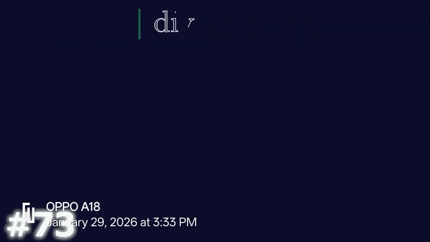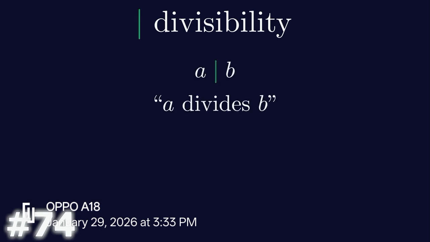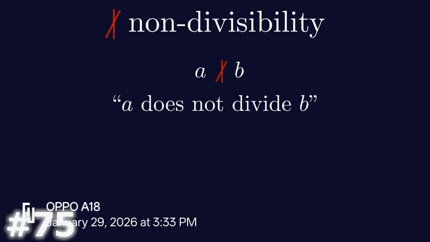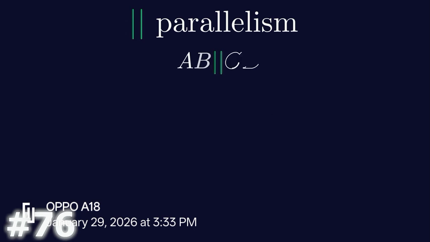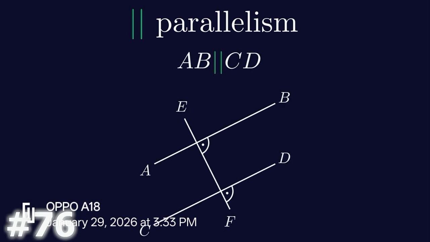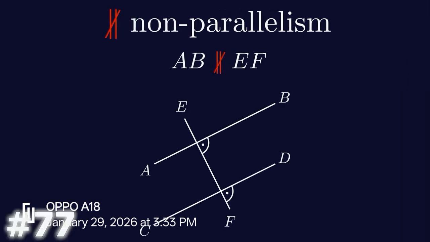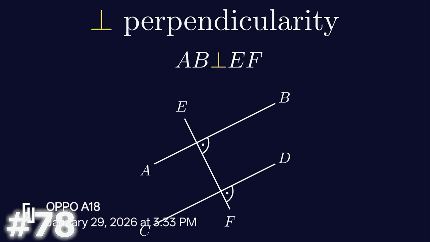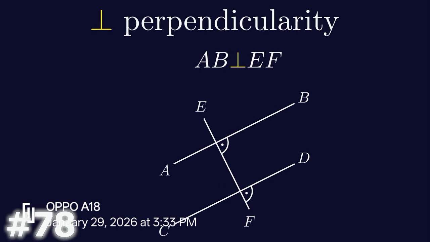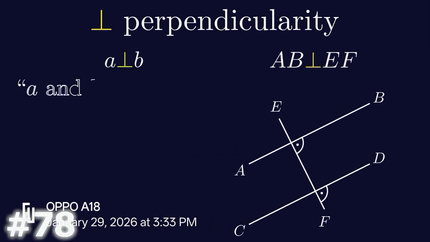Single line represents divisibility. This line crossed represents non-divisibility. Two lines denote parallelism. And those lines crossed represent non-parallelism. Upside down T represents perpendicularity. Sometimes it can also mean that two numbers are co-prime.